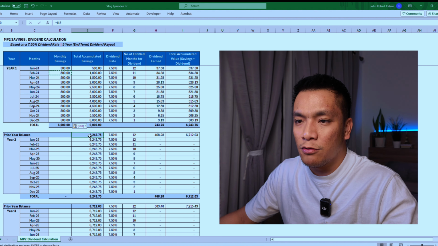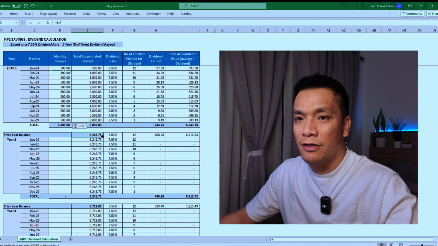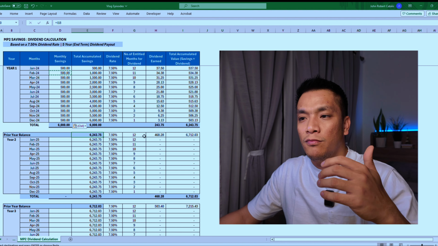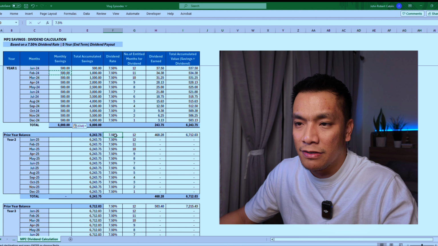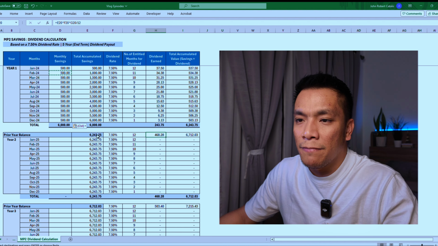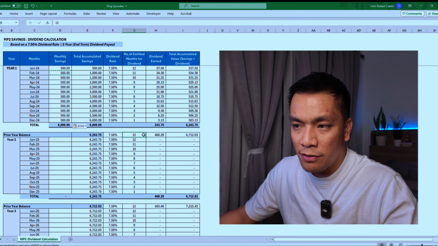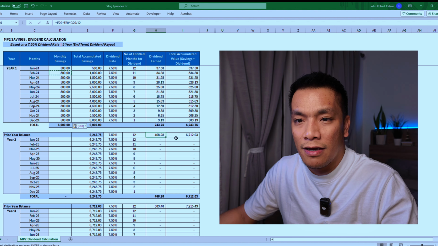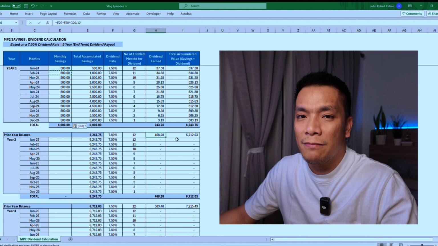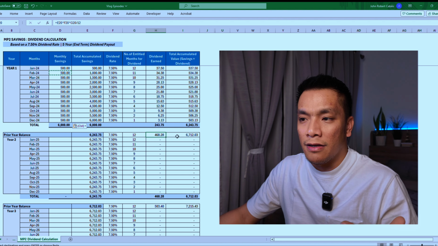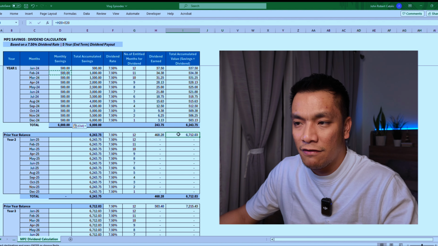So, this 6,243.75 na ending balance mo ng year 1 ay tutubo ulit siya ng additional 7.5% for the year 2. So, ngayon ang computation niya ay this multiplied by the rate times 12 divided 12. So, 468.28 ang kikitain mo sa year 2 para sa balance mo ng year 1. Ang total accumulated value niya is 6,712.